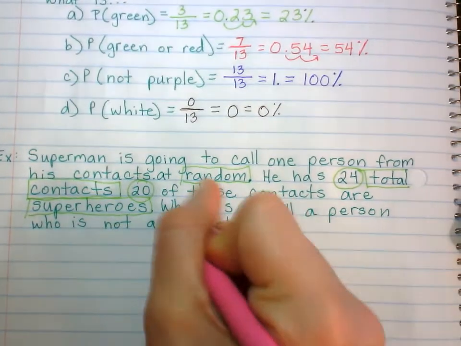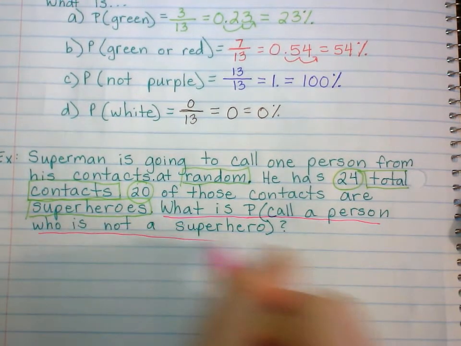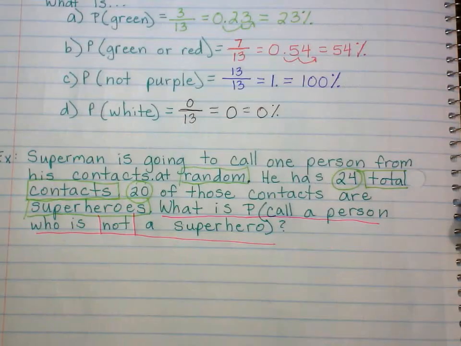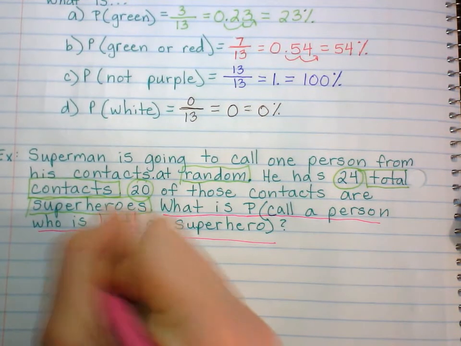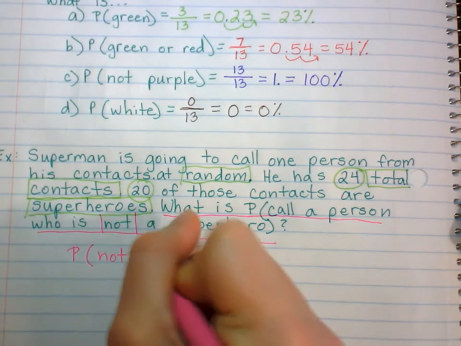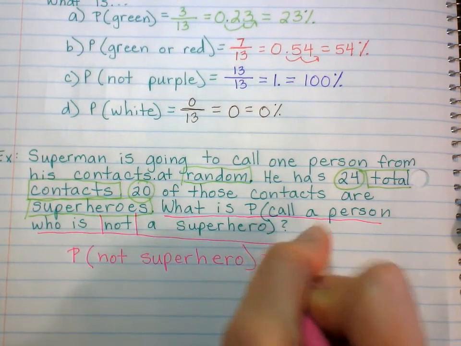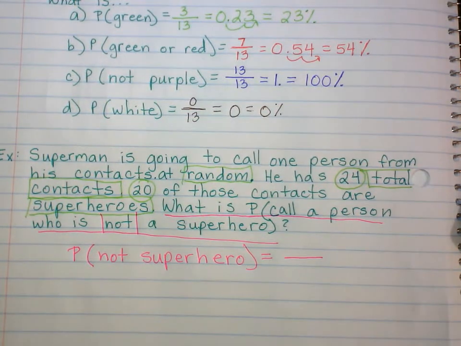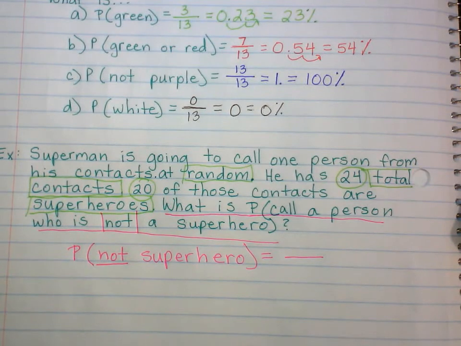Now, what is the probability, what is the P? What's the probability of calling a person who is not a superhero? So what is the probability of calling a person and it's not a superhero? Okay, so how many contacts are not superheroes for Superman? How many of Superman's contacts are not superheroes? Say it out loud. How many contacts are not superheroes?